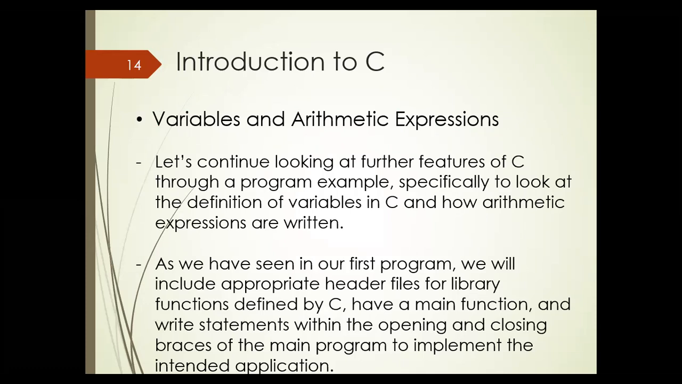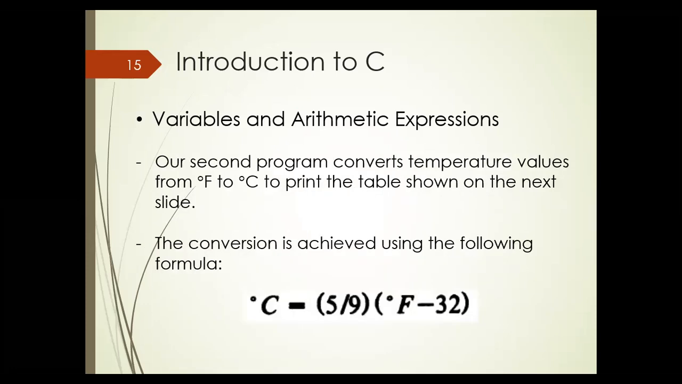The next topic we want to look at in our overview of the C programming language is variables and arithmetic operations. We're going to do that with a simple program that converts temperatures from degrees Fahrenheit to degrees Celsius. That needs a formula. If you have a temperature in degrees Fahrenheit and you want to convert it to degrees Celsius, you use a formula to calculate it.